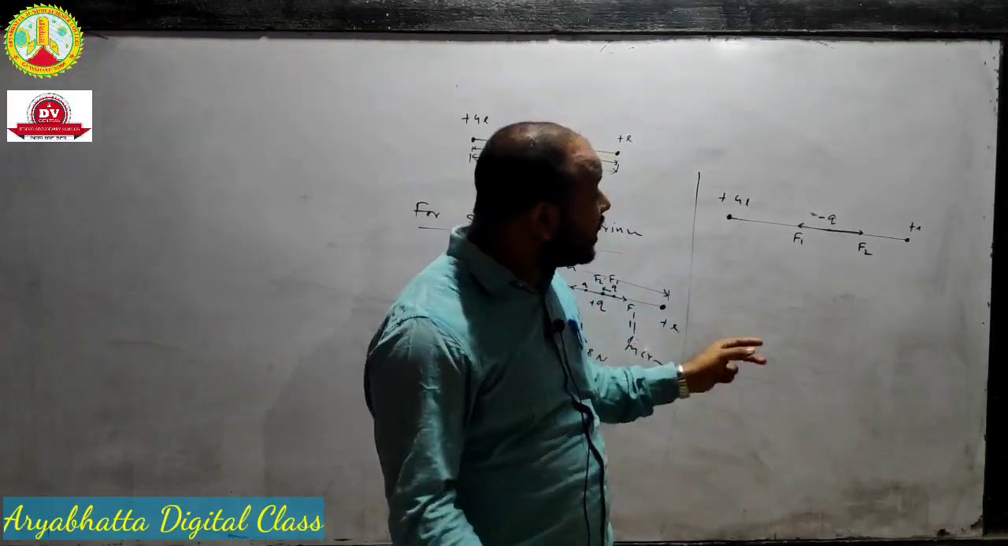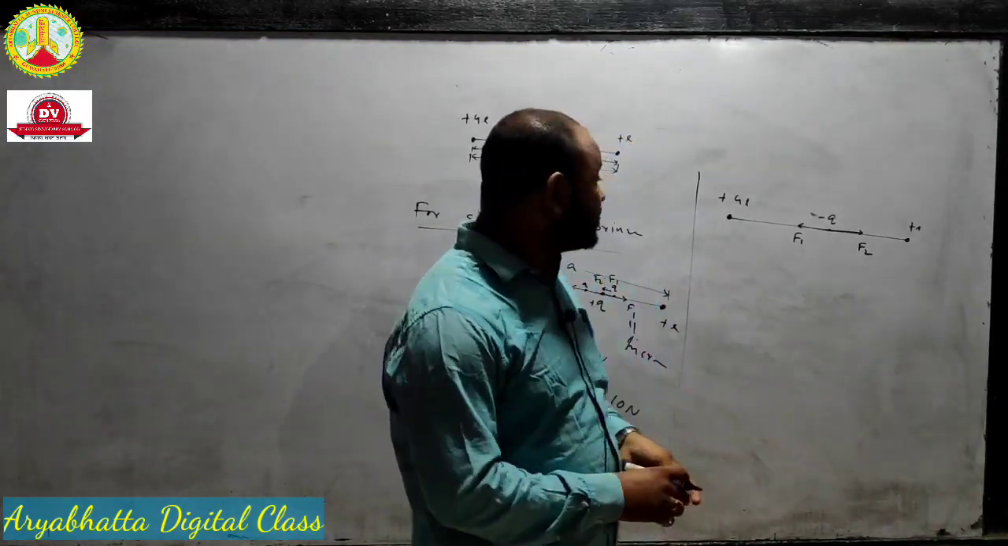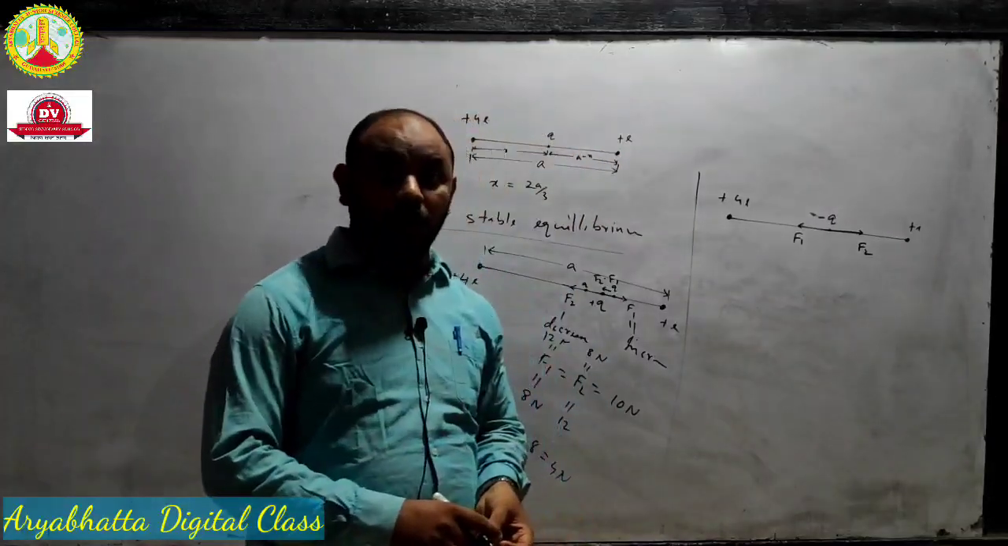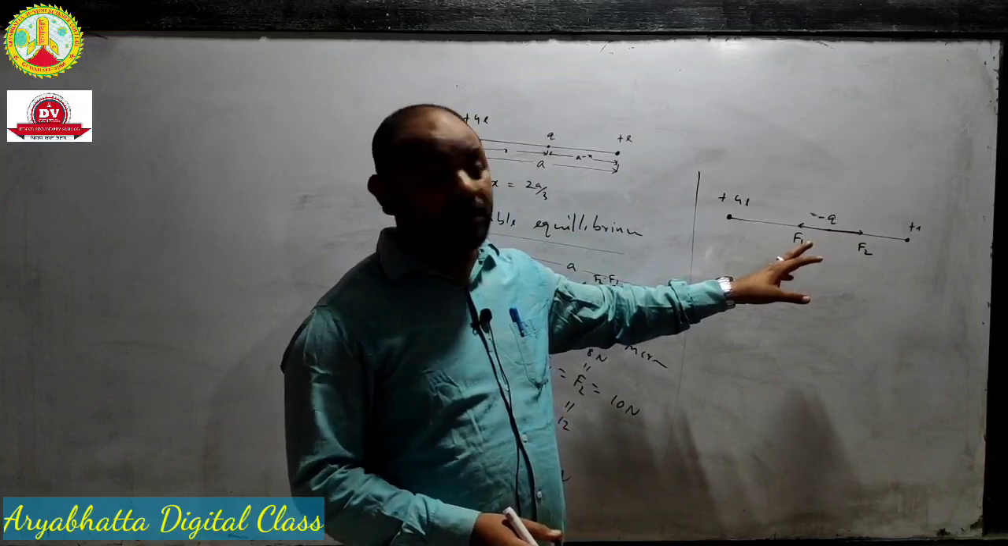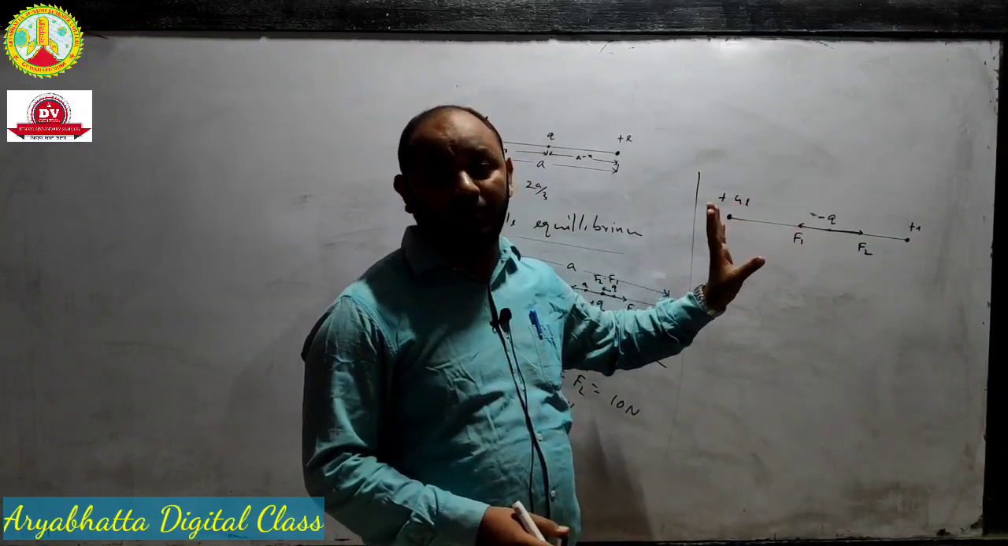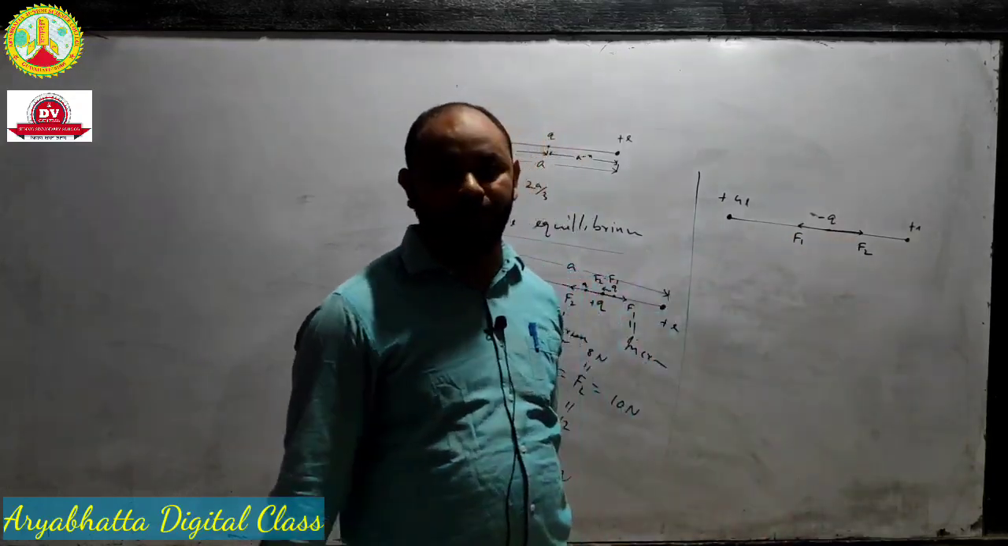At this point, if you take a negative charge also, it will be in equilibrium, because according to Coulomb's law the sign does not matter. If we take a negative charge at that point, the charge will be in equilibrium, because at that point both F1 and F2 are the same.